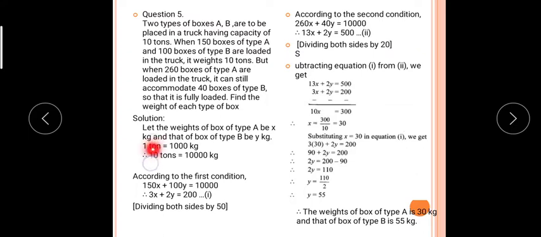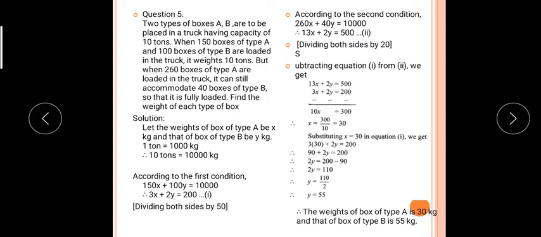Now, what is 1 ton? Convert all the values into the same unit. Then what is 1 ton? Your 1 ton is 1000 kilograms. Therefore, the 10 tons is equal to 10,000 kilograms.